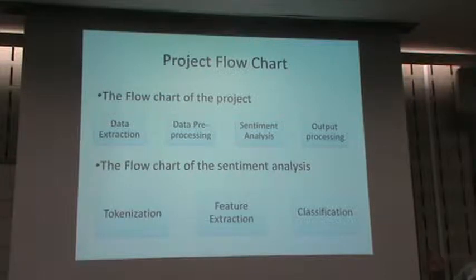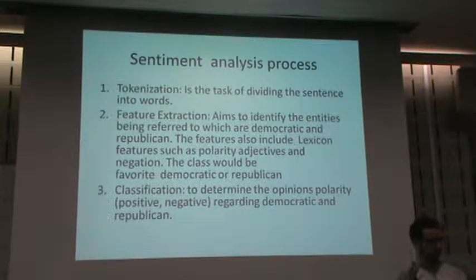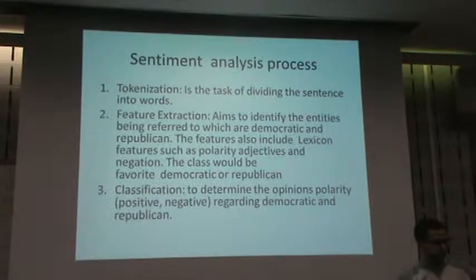The flow chart of the sentiment analysis process basically contains three main parts. The first one is tokenization. The second one is feature extraction, and the third one, which is the important thing, is classification. The first process is basically dividing the sentence or the tweet into a subset of words, so we can evaluate each word, which may have a positive or negative impact.